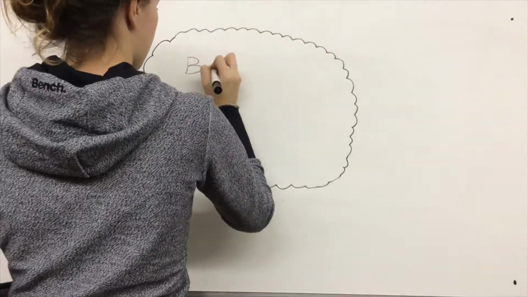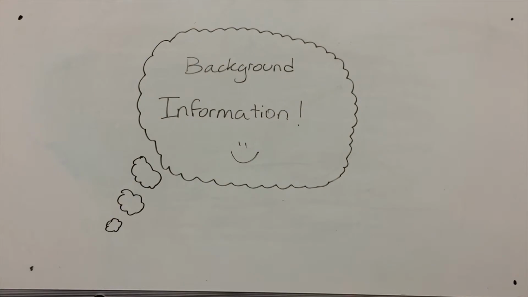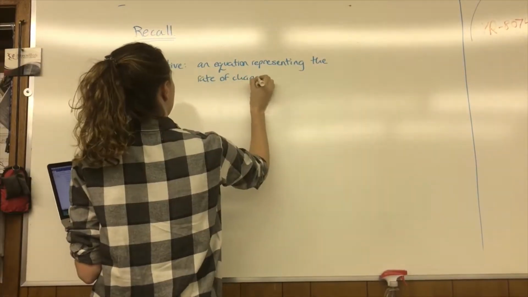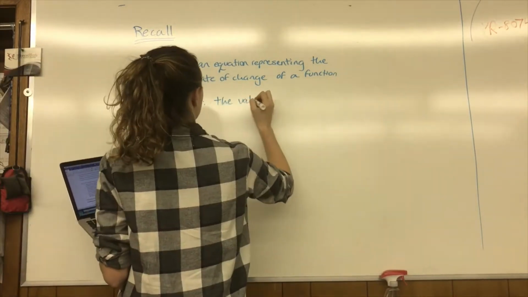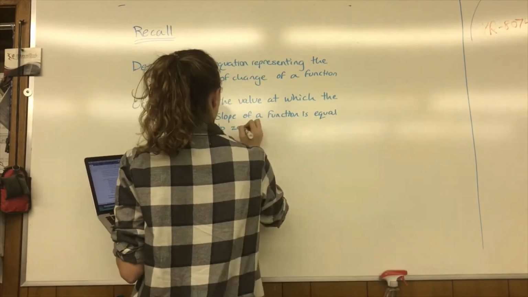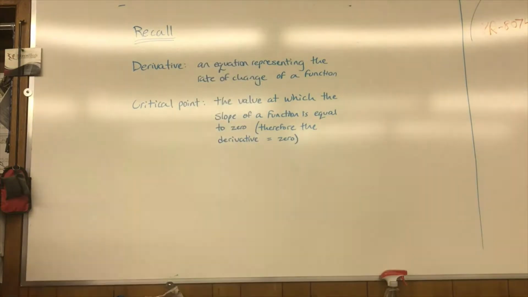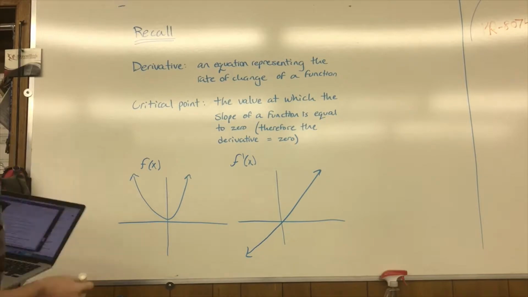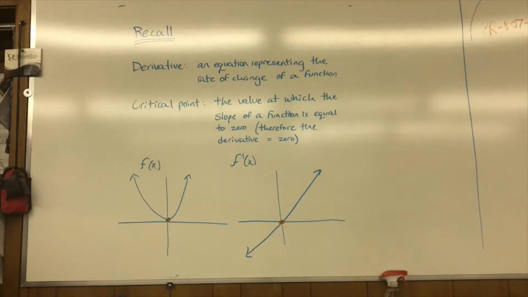In order to begin, we need to recall some background information. The derivative is an equation representing the rate of change of a function with respect to a specific variable. The critical point is a value at which the slope of the function is 0, and therefore the derivative is also equal to 0. For example, take this quadratic function. The linear function next to it is its derivative, and the critical point is marked by the orange dot.